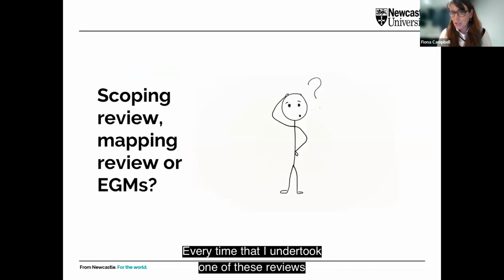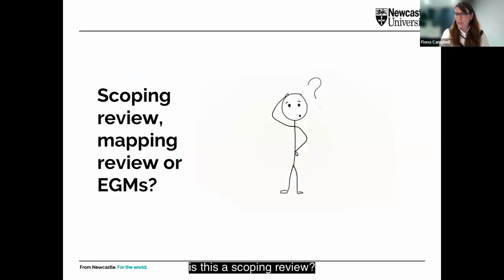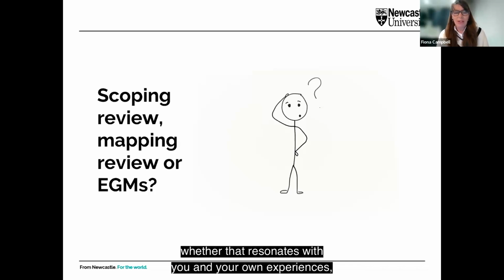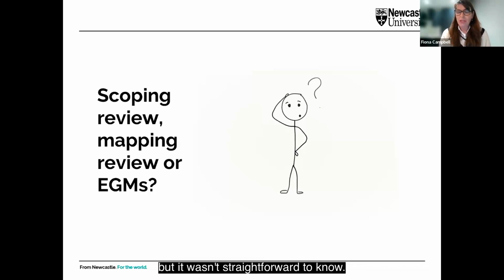Every time that I undertook one of these reviews, I found that I was exploring, along with my team: is this a scoping review? Is this a mapping review? Or should this be an evidence gap map? And I'm just wondering, perhaps some people could put in the chat whether that resonates with you and your own experiences, but it wasn't straightforward to know.